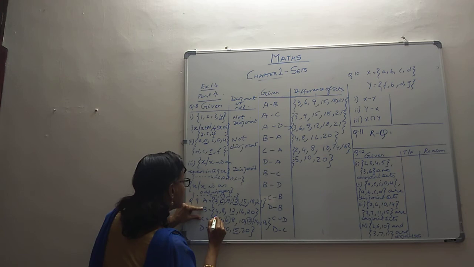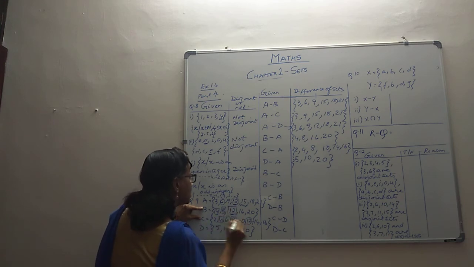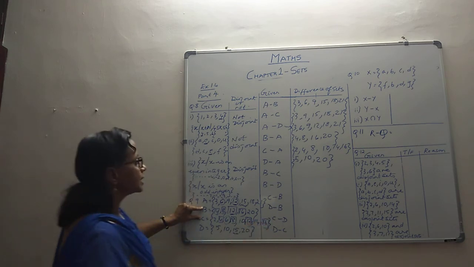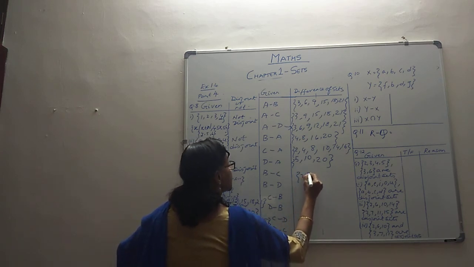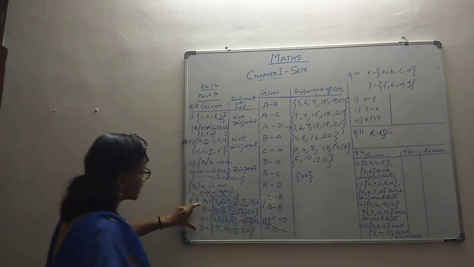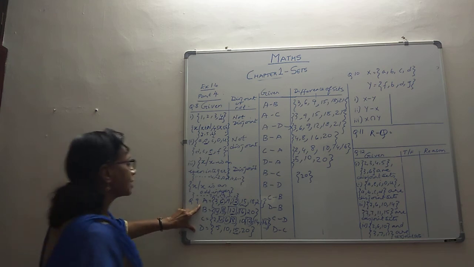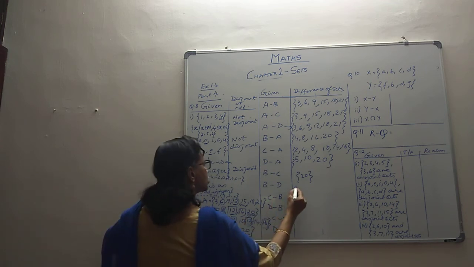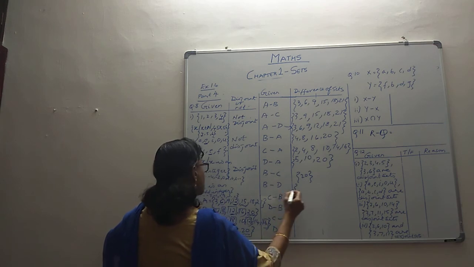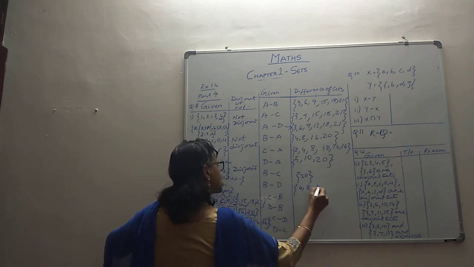Between B and C, the common element is 4, then 8, then 12, then 16. So it is B minus C. So from B you are removing the common element. We are left with only 20. Then B minus D. Between B and D, the common element is 20. So B minus D means we will remove 20 from B. So it is 4, 8, 12 and 16.